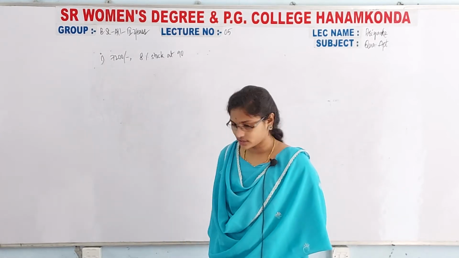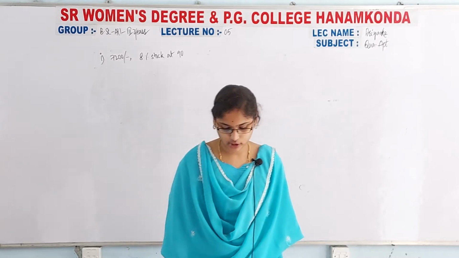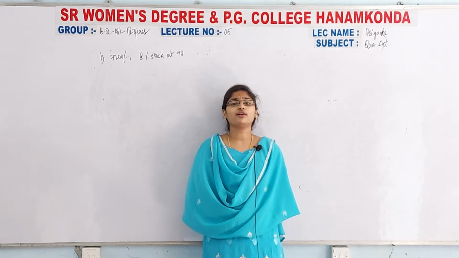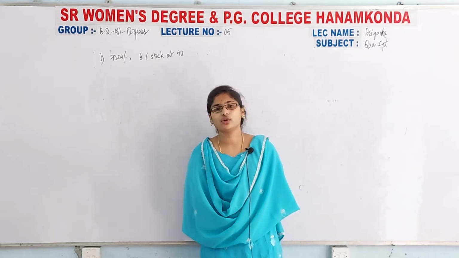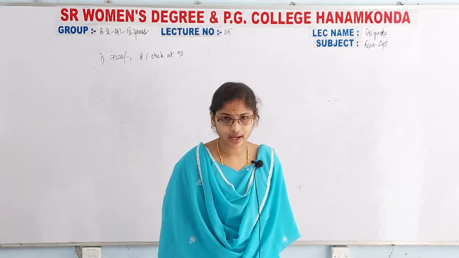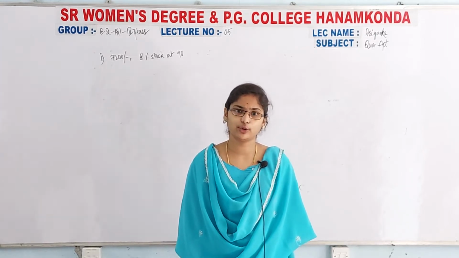Next, what is the amount? The cost of the 4,500 stock equal to 104 by 100 into 4,500. Okay, so just calculate and the answer will be 4,680 rupees.